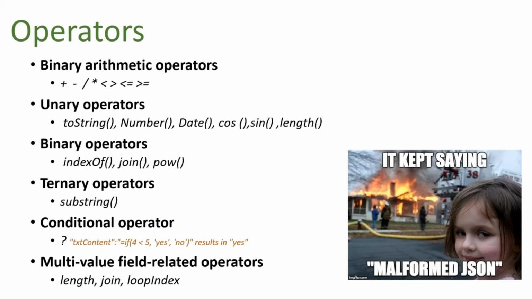Okay, so moving on, just to quickly see what operators are available. We have binary arithmetic operators, which are basically the plus sign, minus sign, division, multiplication, less than, greater than, equal to. We have some unary operators, which take a single argument in the function, like toString, number, date, and everything. We have binary operators like indexOf, which takes two parameters, and we have ternary operators. So there are many functions available.